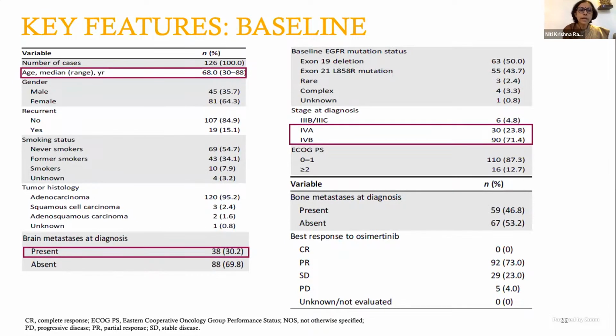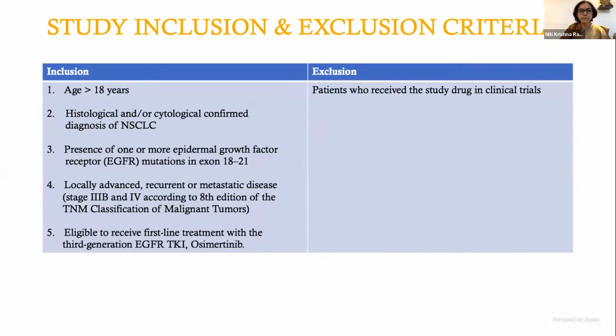was a single arm study in which the median age of patients was 68 years, which was almost the same as the FLAURA study. Brain metastases were present in 31% of this, which was much higher than the FLAURA study. 69% had no brain metastasis at baseline, but some of them had subsequent brain metastasis. The stage of diagnosis primarily was stage 4A and 4B. That is almost 95% patients were stage 4. Most of them were in good ECOG performance status, that is 87%.